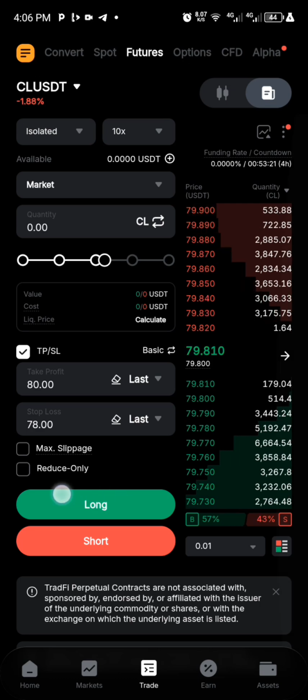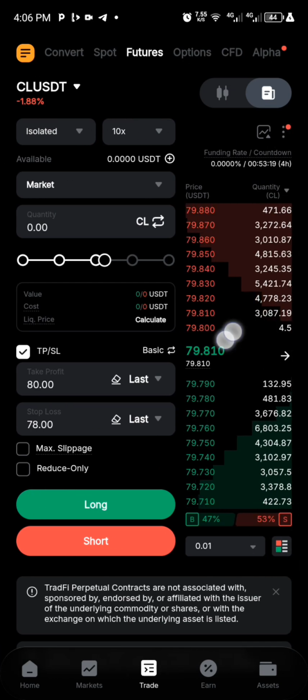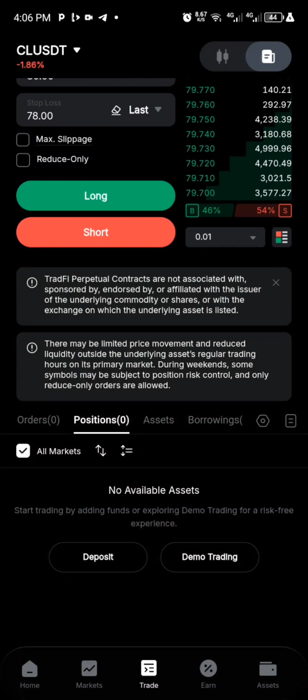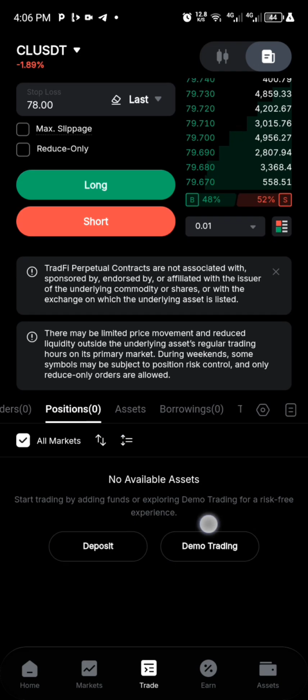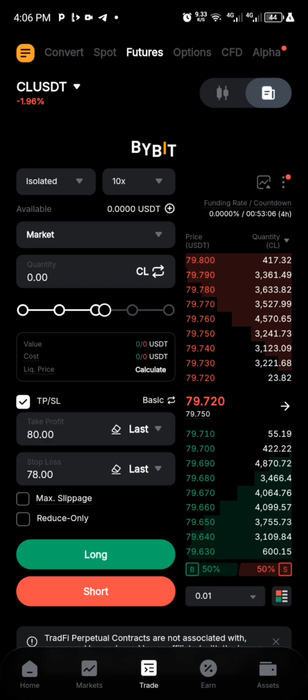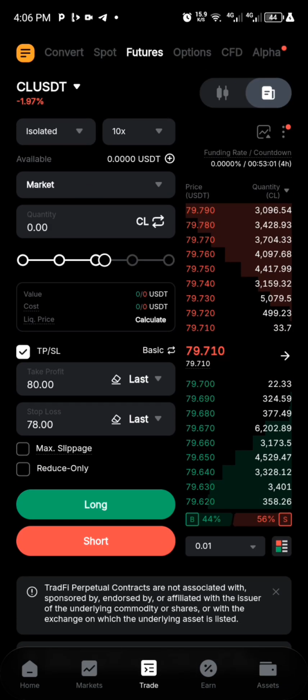So just click long, and once you click long, your contract will be sent. Where are you going to see your position? You're going to see your positions here. This is where it's going to be reading. You're going to see the data here. So that's all for knowing how to properly set your positions using futures trading.